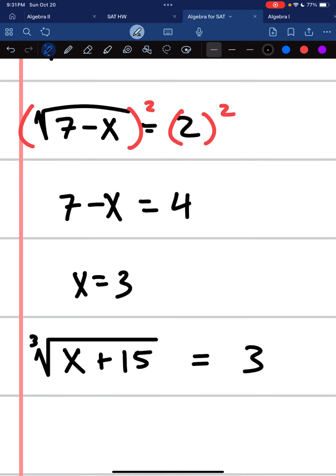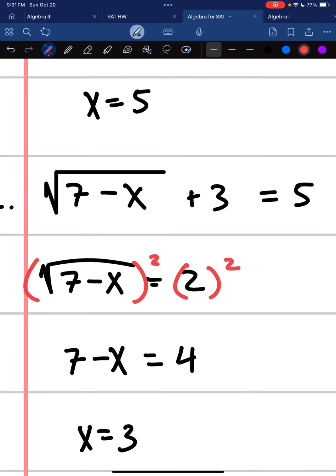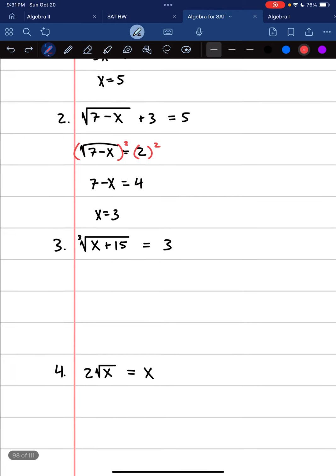So x equals 3. And then I can go back to my original equation and plug this in. This becomes the square root of 4, which is 2, and then plus 3 is equal to 5, so then that works, and I know my solution is correct.